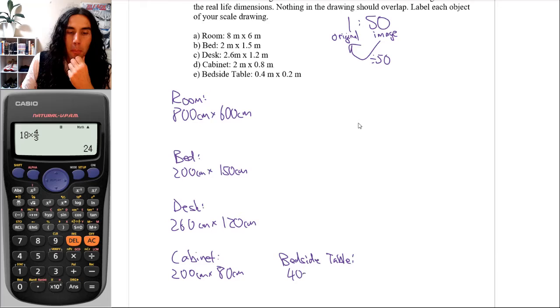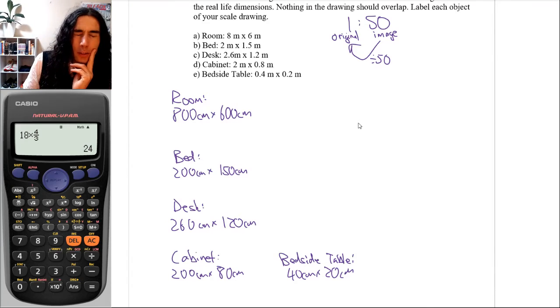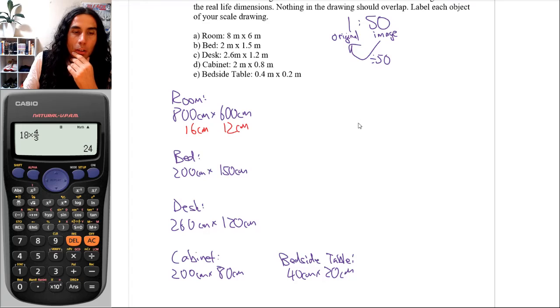40 by 20. So those are the real measurements. Now what we need to do is divide everything by 50 to find out the drawing. What you do to divide by 50 is double it and take off 2 zeros, because it's like times by 2 dividing by 100. So double it, take off 2 zeros. Double it, take off 2 zeros. Double it.